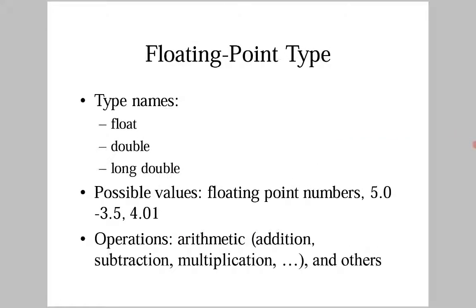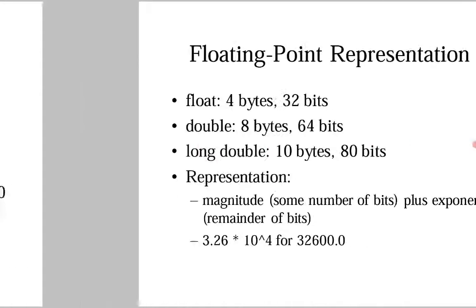The next frequently used data type is the floating data type, for real numbers, floating numbers or decimal numbers. It is called float or floating point data type. The different types of floating point data types are float, double, and long double. Possible values are floating point numbers like 5.0, minus 3.5, 4.01. Operations are addition, subtraction, multiplication, and others.